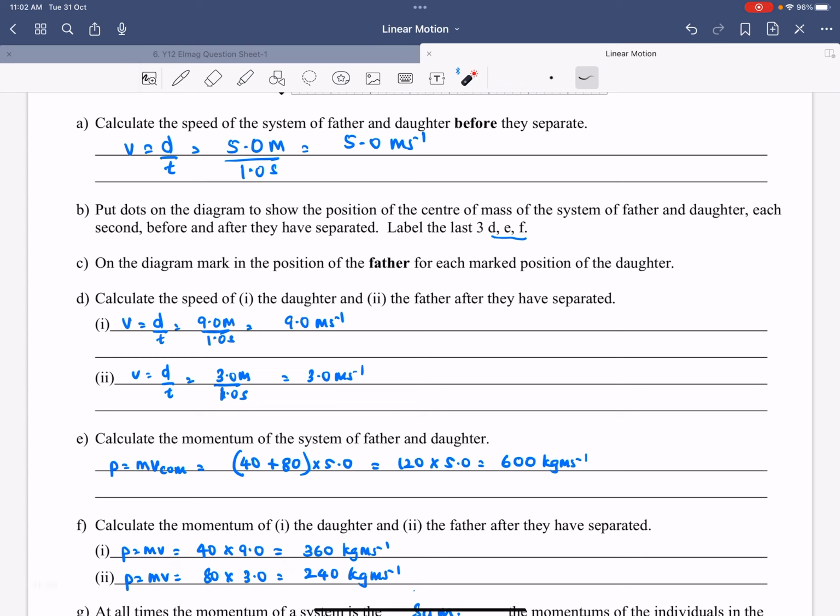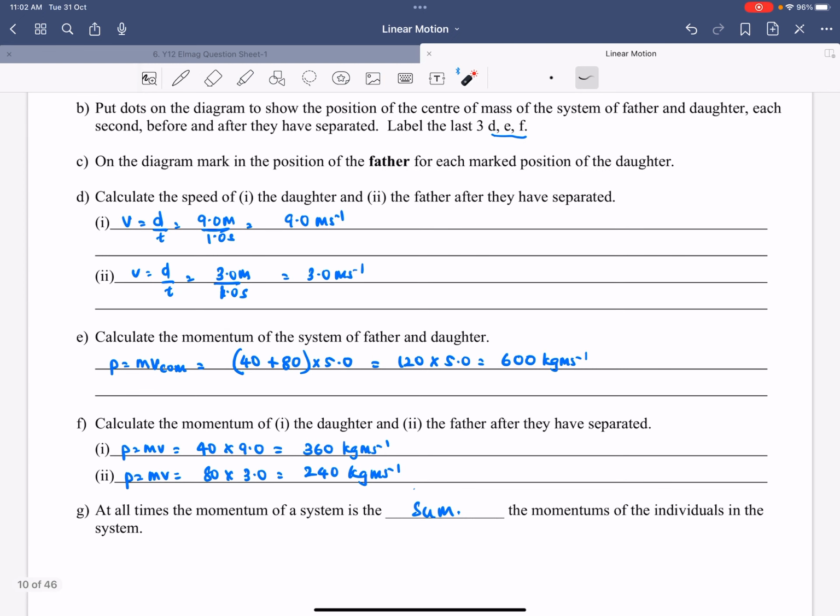Now the individual momentum of the daughter and father after they've separated is 40 times 9 and 80 times 3, which gives you 360 and 240. If you add these two, you come to 600. So at all times, the momentum of the system is the sum of the momentums of the individuals that make up the system.